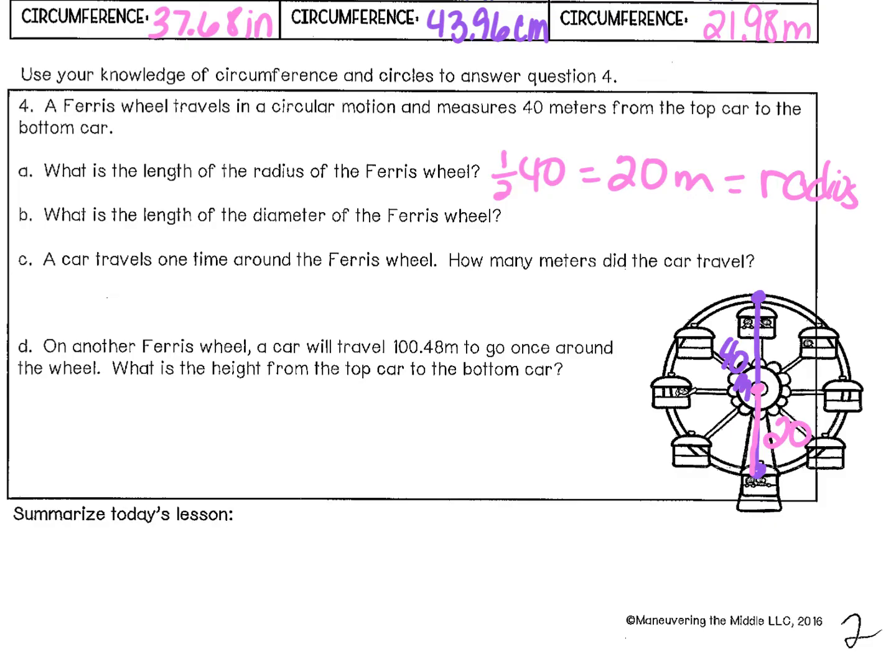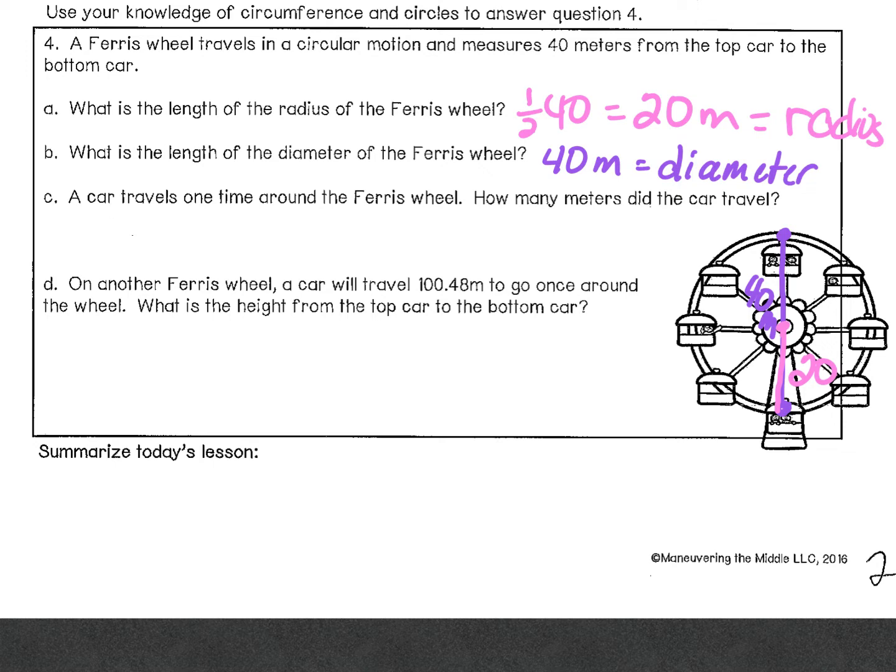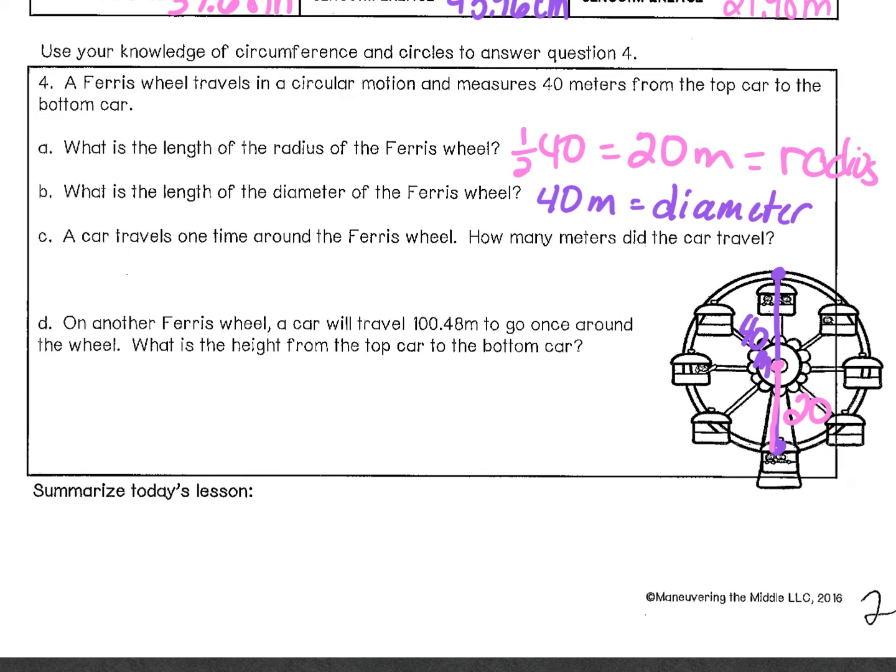What is the length of the diameter of the Ferris wheel? Well, the diameter we found, that was 40 meters. That's what they gave us from one end to the other. Okay. A car travels one time around the Ferris wheel, so it goes all the way around. Starts at the bottom, goes all the way around to the bottom again. How many meters did it travel?